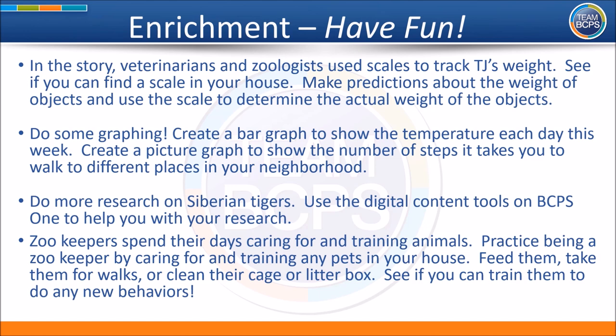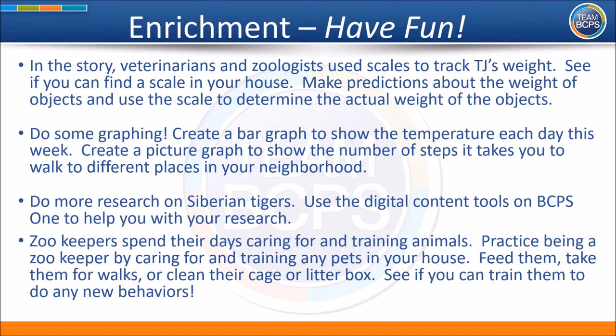Do some graphing. Create a bar graph to show the temperature each day this week. Create a picture graph to show the number of steps it takes you to walk to different places in your neighborhood. Do more research on Siberian tigers. Use the digital content tools on BCPS-1 to help you with your research.